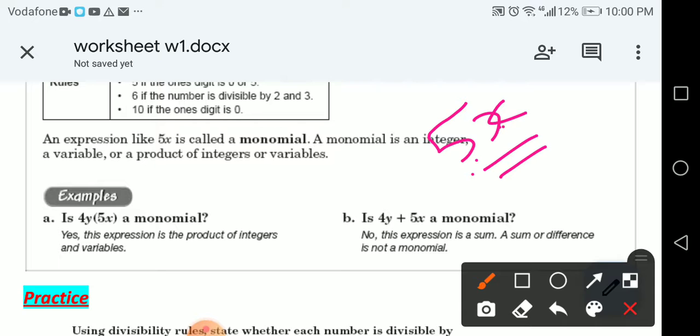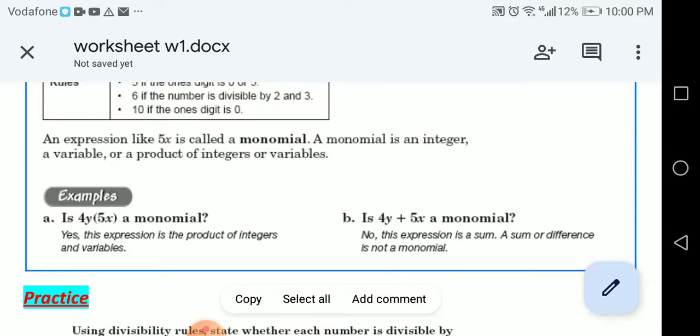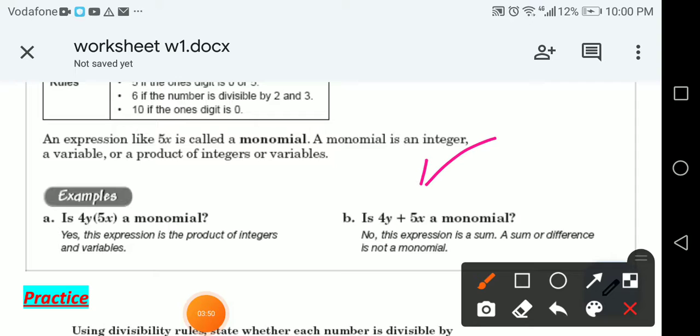So when I have a question like this, is 4y times 5x a monomial or not? Of course it is a monomial. Why? This expression is the product of what? Integer and variable together. Is 4y plus 5x here a monomial? Of course not. Why? Because here it's positive, or addition. But a monomial is a product. Product means here we have a hidden multiply.